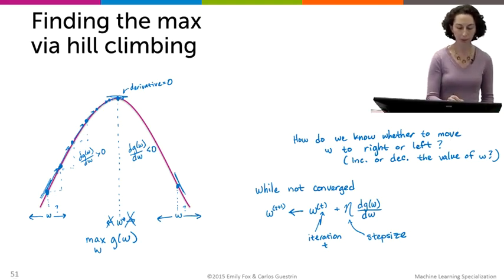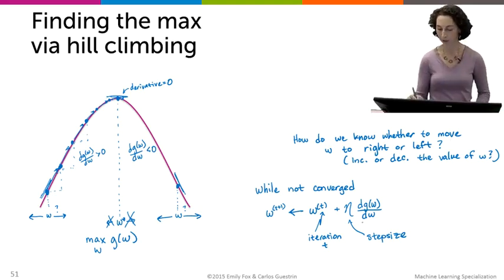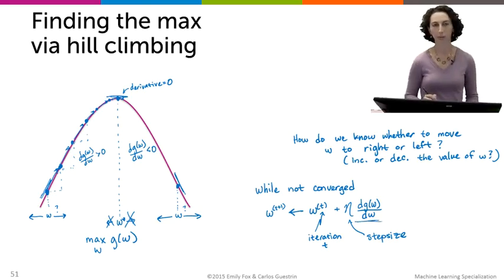And note that if I'm close to the optimum, I'm not going to jump very far, again, because when you're close to the optimum, that derivative is really, really small. So this term here is going to be really small, and I'm not going to be changing w very much.